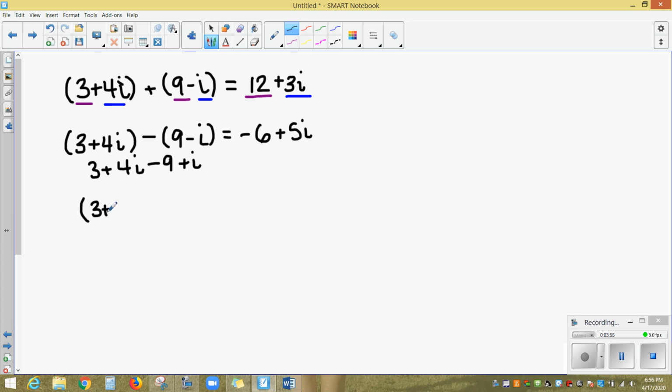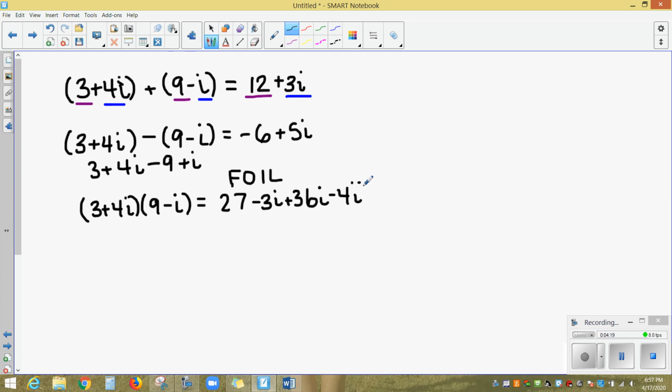If we multiply these two complex numbers, we're going to FOIL. We're going to distribute and expand this out. So our first terms, our outside terms, our inside terms, and our last terms. And like we're used to with our x's and y's, oftentimes those outer and inner terms are like terms and we can put them together. -3i plus 36i is a positive 33i.